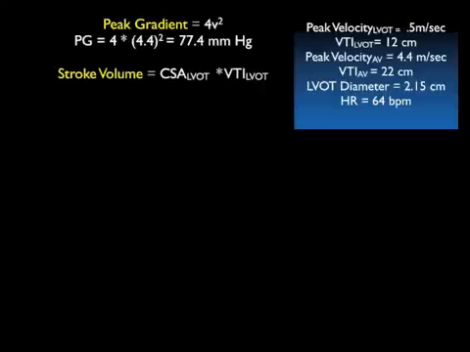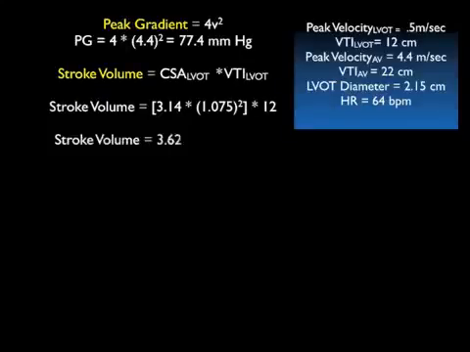Stroke volume equals the cross-sectional area of the LVOT times the velocity time integral of the LVOT. Since the velocity time integral of the LVOT is measured as 12, we need only to solve for the cross-sectional area of the LVOT, which is pi times the radius squared, or pi times half the diameter squared. In this case, the radius of the LVOT is 1.075 centimeters. Thus, the stroke volume is 43.5 milliliters.